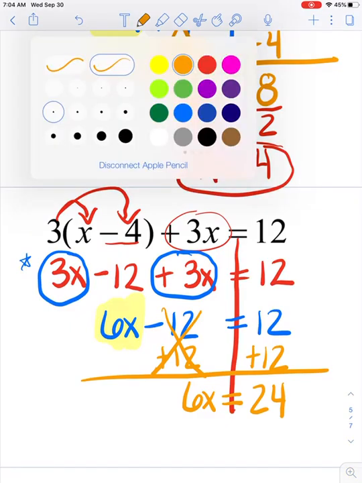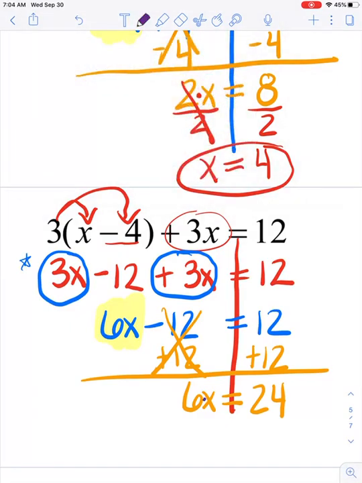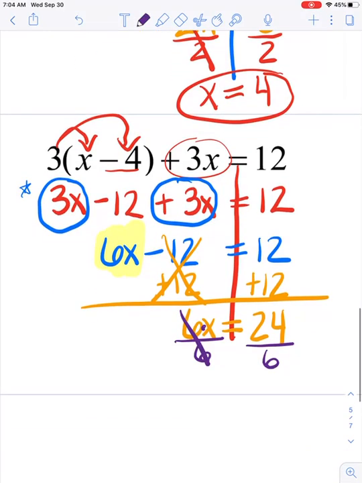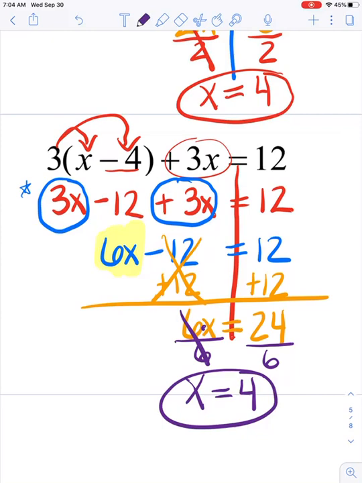My last step is to undo that multiplying by 6. So opposite of multiplying by 6 is dividing by 6. So when I do that, I'm left with x is equal to 4. Again, you can plug that in to check your answer. So here is a quick review of solving multi-step equations.